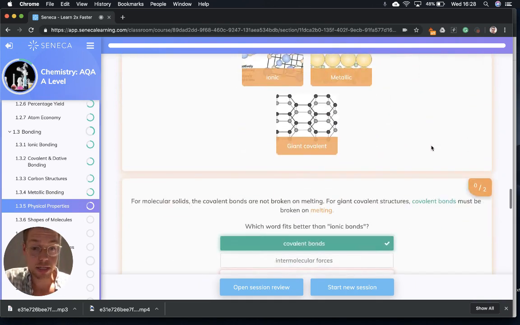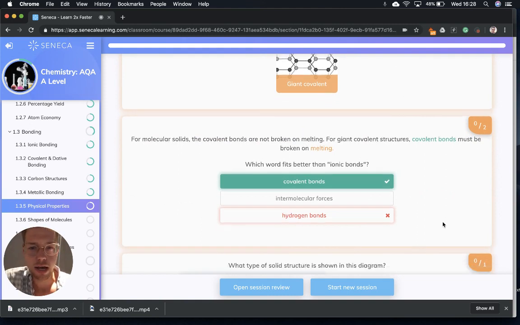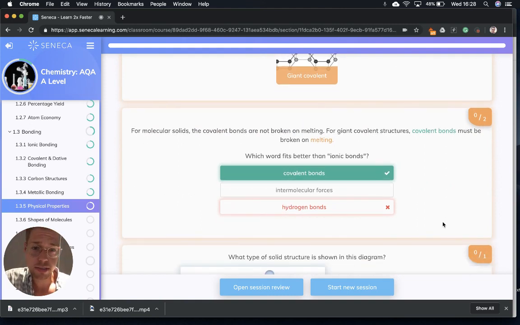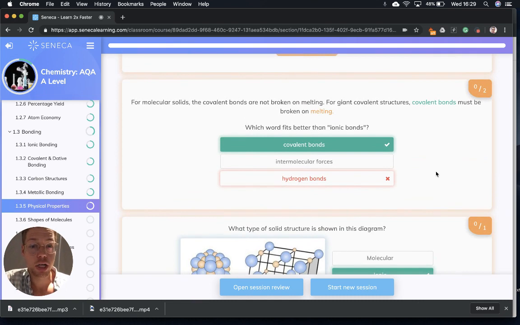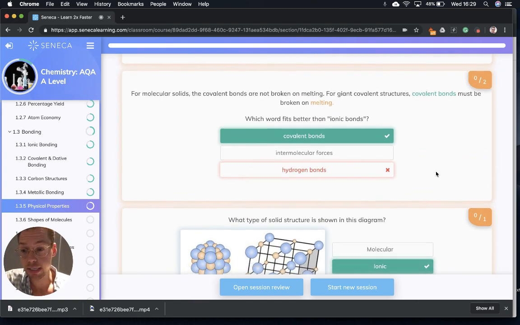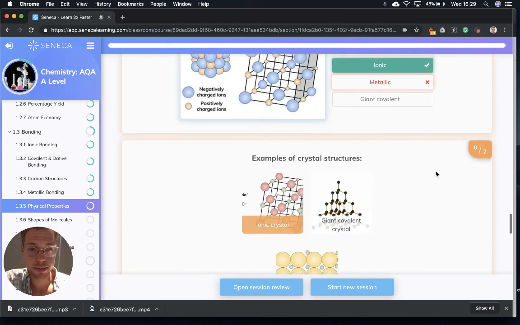So that's a lot of information. I hope your brains are feeling okay. Let's do some questions to consolidate. For molecular solids, the covalent bonds are not broken on melting, right? What happens in giant covalent structures? So in giant covalent structures, the covalent bonds break on melting. Remember, giant covalent structures don't have any intermolecular forces, they only have intramolecular forces, okay?